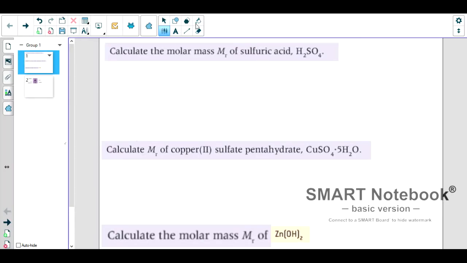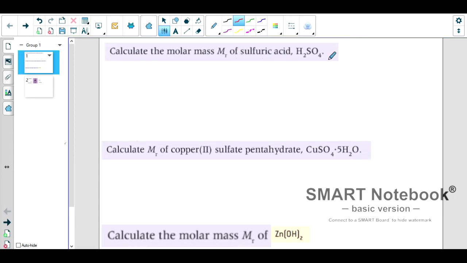In this video we are going to talk about how to calculate molar masses. We have three different types of questions which we will solve today: one which is very common, in which you just have a formula, one in which there is a dot involved, and one in which there is a bracket involved. So let's see how we can do it.